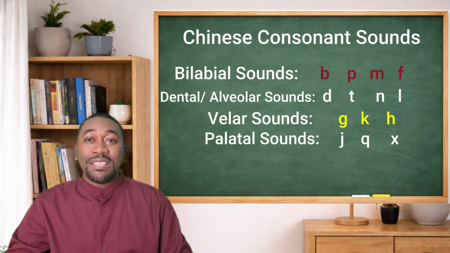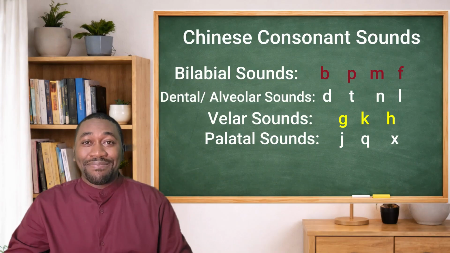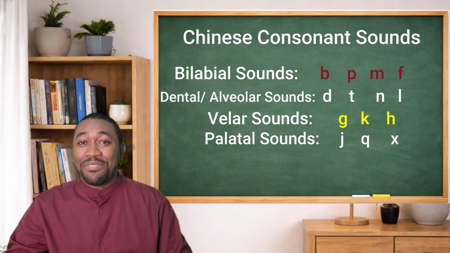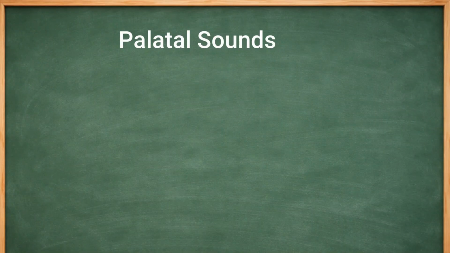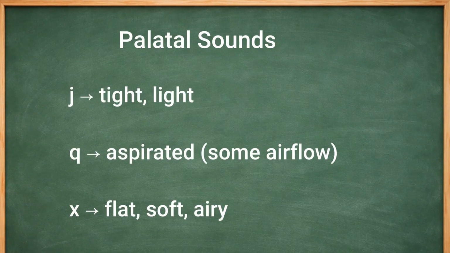So here we see for these sounds we have the letters J, Q, and X. Let's have a look at them. These ones are best explained with the help of a diagram. So let's have a look. So these sounds are made with the tongue high and forward in the mouth. J is tight and light. Q is a bit aspirated, meaning there should be some air. And then X tends to be flat, soft, and airy.